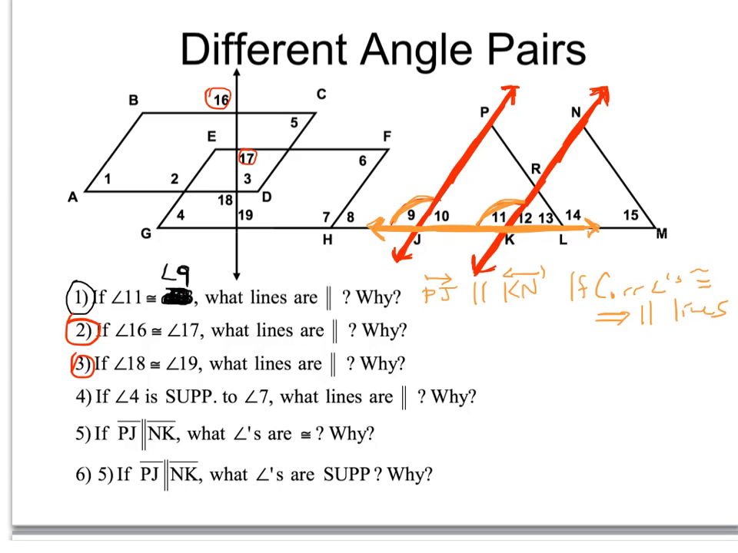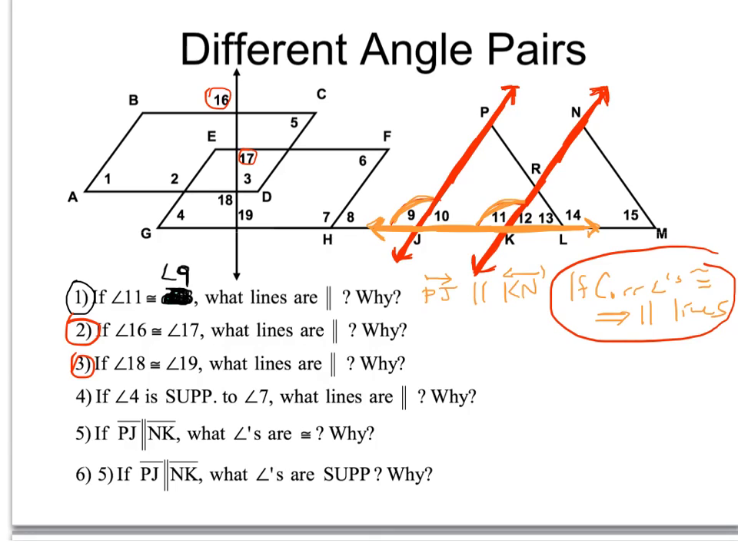Do the same thing. I want you to draw a picture, put in your transversal, and then answer the question why. Your reasoning is going to be much like my reasoning. Your choices, of course, would be if corresponding angles congruent, if alt-int angles congruent, or if alt-ext angles congruent, then we have parallel lines.